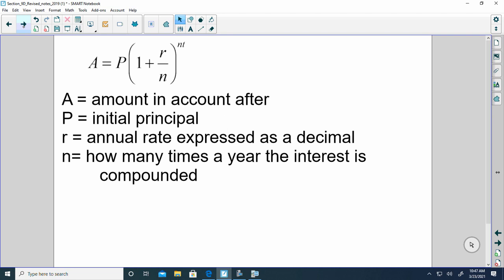A lot of times money in financial things compounds a certain number of times through the year. If it compounds monthly, that means it compounds 12 times a year. If it compounds quarterly, that means it compounds 4 times a year. If it compounds yearly, it compounds once a year. If it compounds daily, it compounds 365 days a year.